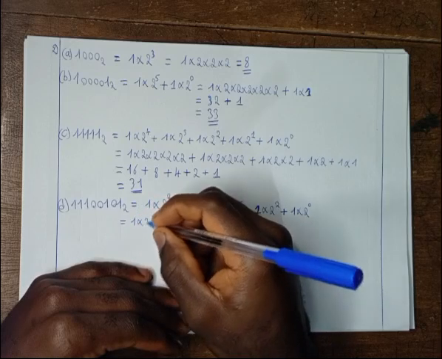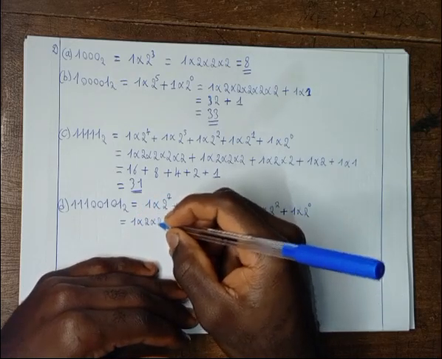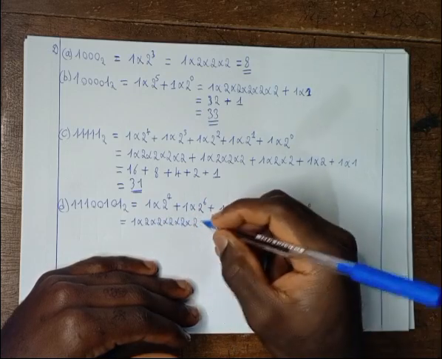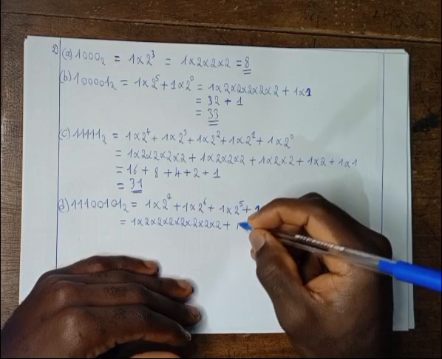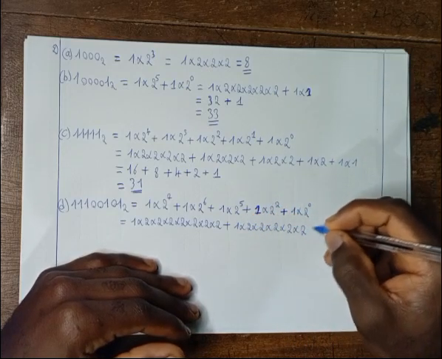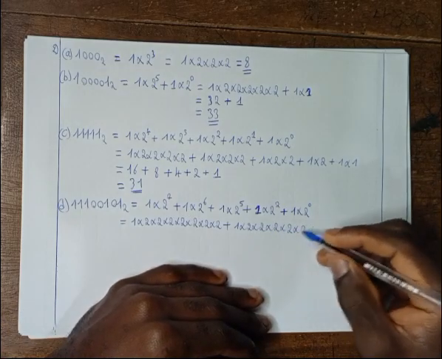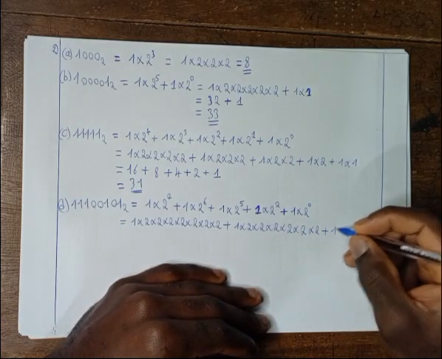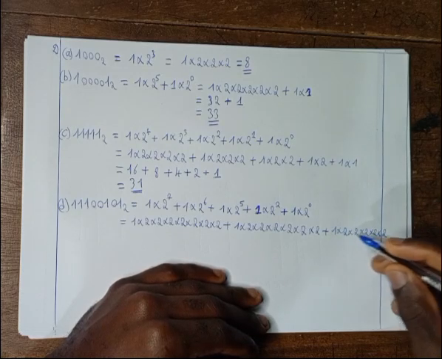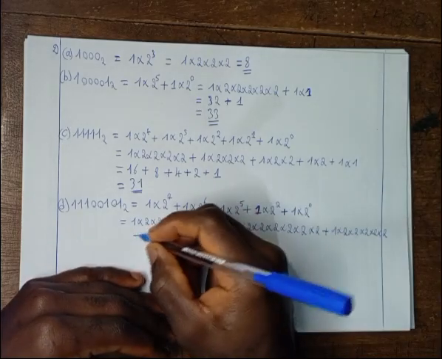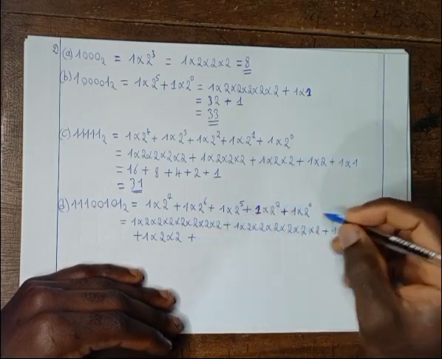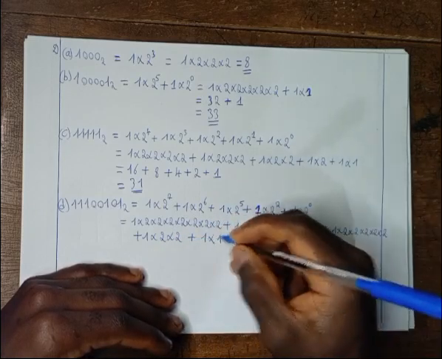This will simply be equal to 1 times 2 raised to the power 7, which is simply 2 times 2 times 2 times 2 times 2 times 2 times 2, plus 1 times 2 to the power 6, which is 2 times 2 times 2 times 2 times 2 times 2, plus 1 times 2 to the power 5, which is 2 times 2 times 2 times 2 times 2, plus 1 times 2 times 2. 2 raised to the power 2 is simply 2 times 2, plus 1 times 2 to the power 0 is simply 1.